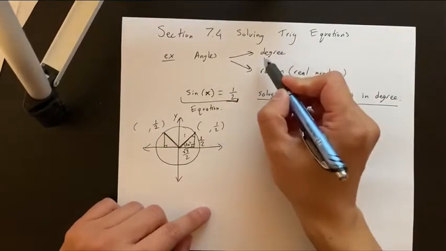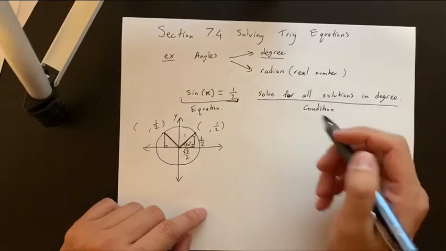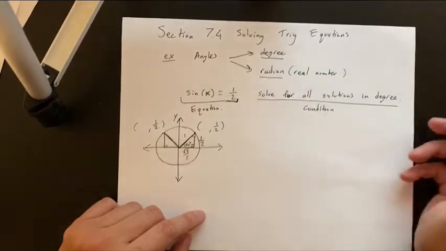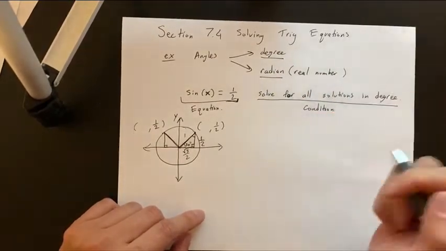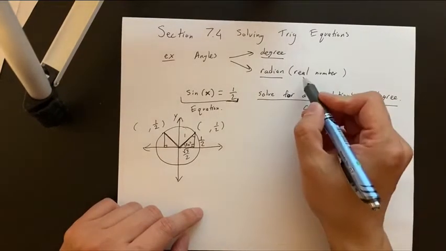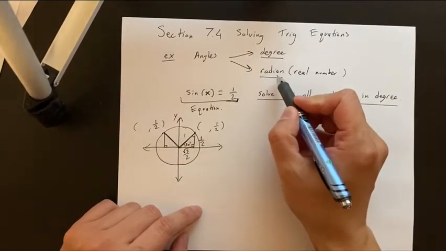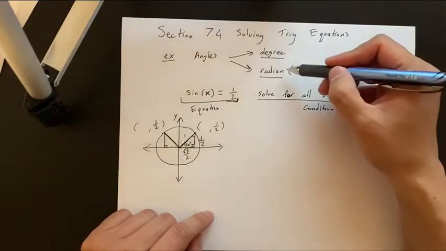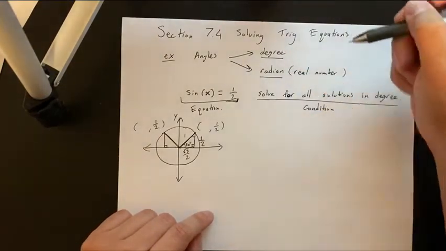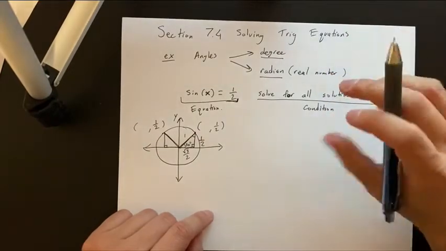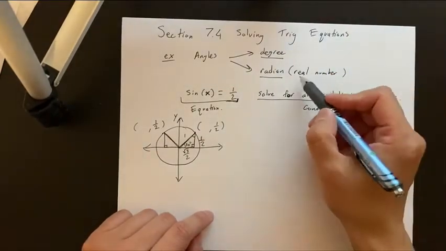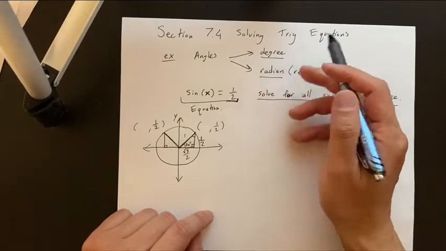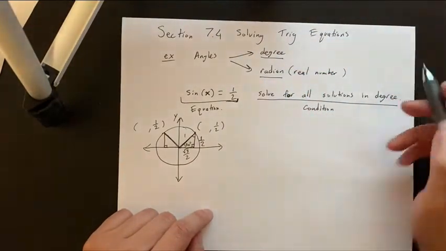You have first a degree. The second type of angle is radian, and another name for radian would be a real number. So why is that? Well, radian comes from the measurement of the arc length around the unit circle. That's really a measurement of a length, so you can view it as a real number, a distance really. And degree is a rotational measurement.